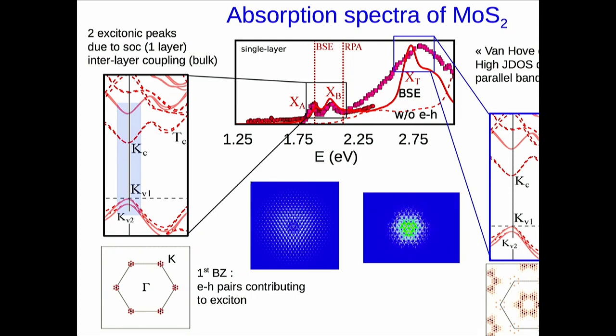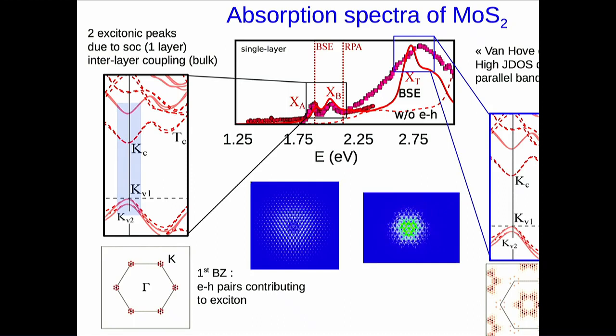Another interesting material is MoS2, or all the transition metal dichalcogenides. I don't know why this is cut off. Also, Mauricia already presented this result more or less.